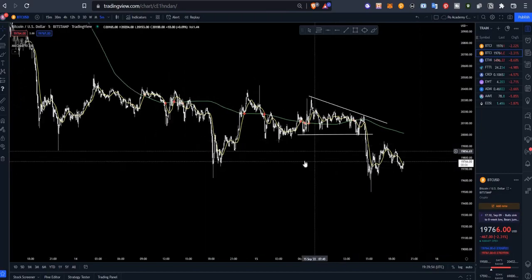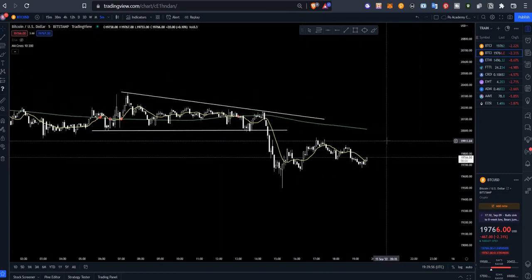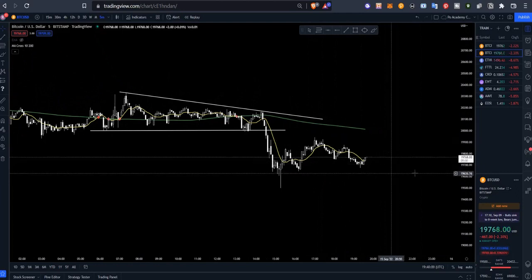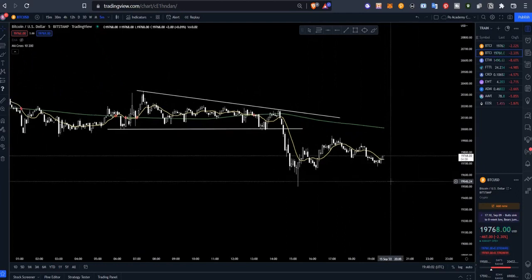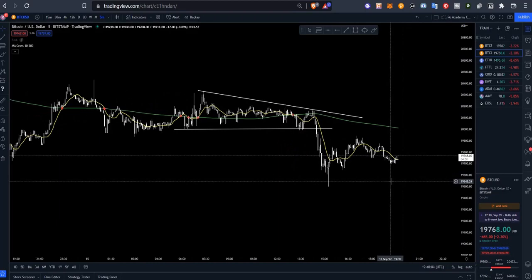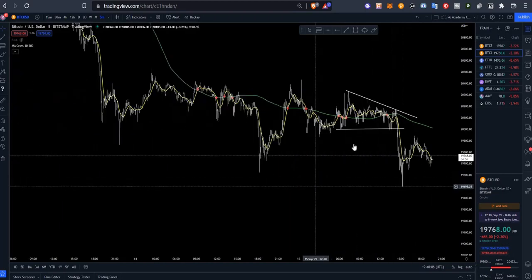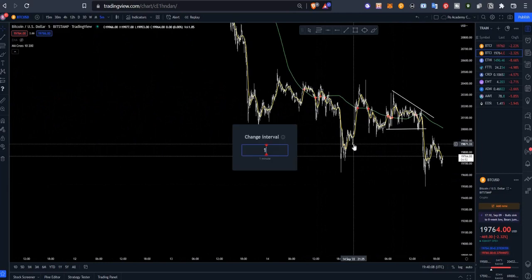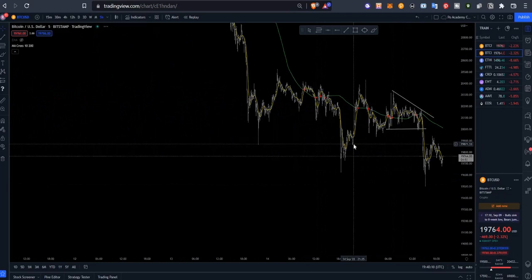I kind of believe the candles will be distracting also. I changed them from the red and green. That one also is affecting my psychology somehow. So using this, what I normally do with this is that, let me go on 1 hour.